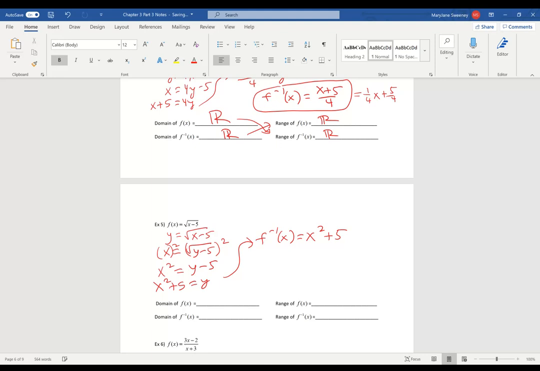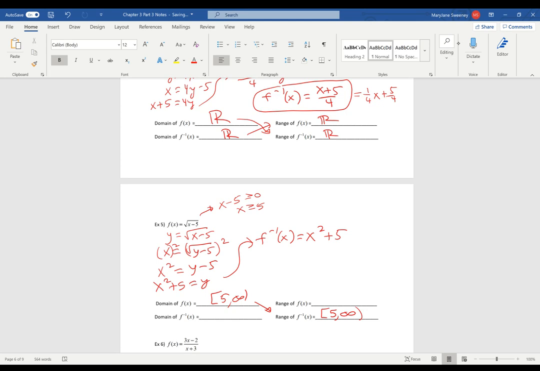Now, the reason this one's tricky is we actually have to think about, well, first of all, the domain. x minus 5 is greater than or equal to 0. x is greater than or equal to 5. So I'm going to say 5 to infinity, which is the same thing then for the range of the inverse, 5 to infinity. Now, the tricky part is if I just looked at the domain of the inverse, looks like it's all reals.